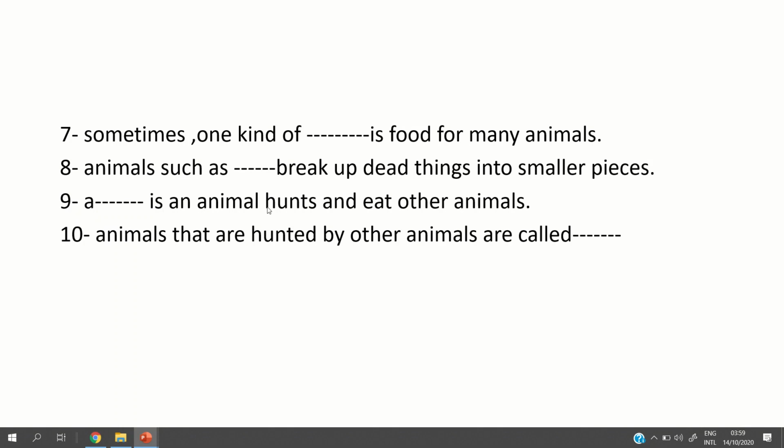An animal that hunts and eats other animals. Which animal hunts and eats other animals? It is called a predator. Super good. It is called a predator. Super boy.